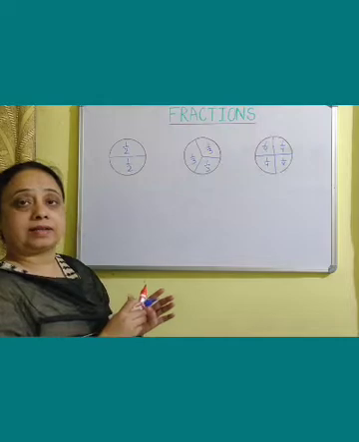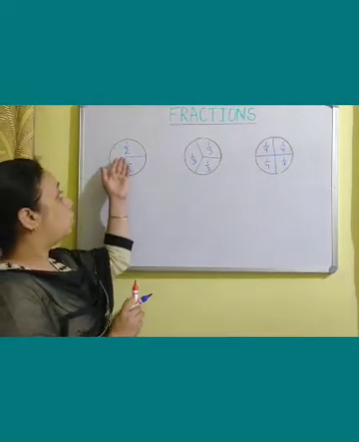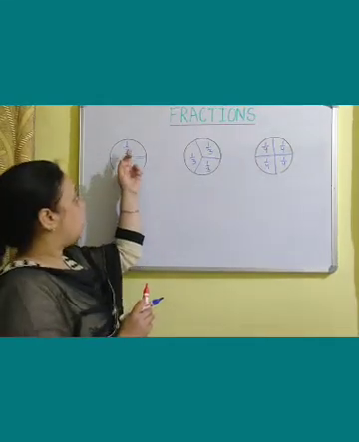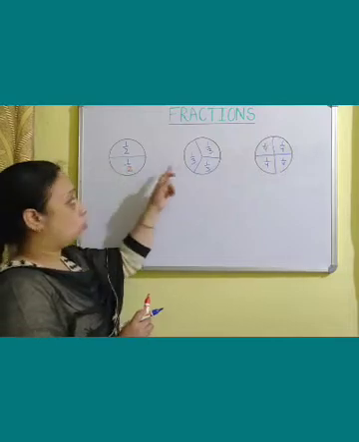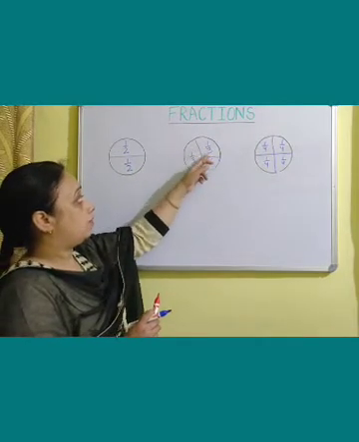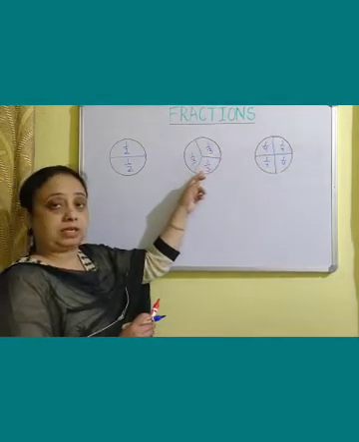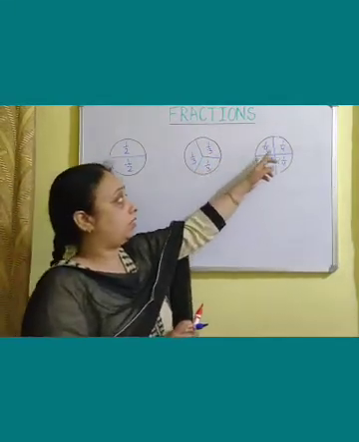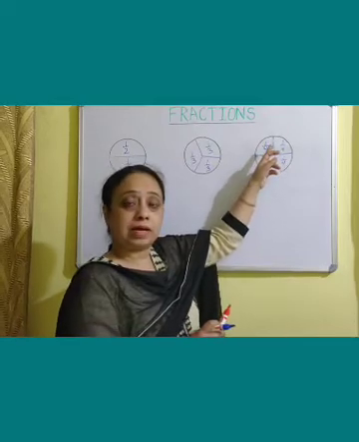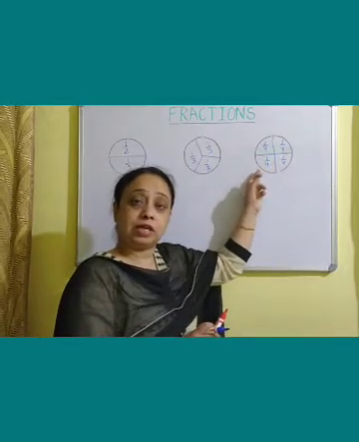Now, how do we write these fractions? This is divided into 2 equal parts. So, we are writing 1/2, 1/2. Here, we have divided this into 3 equal parts and we are writing 1/3 in each. Here, we have divided it into 4 equal parts and we are writing 1/4 in each part.